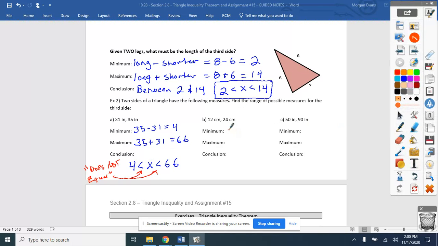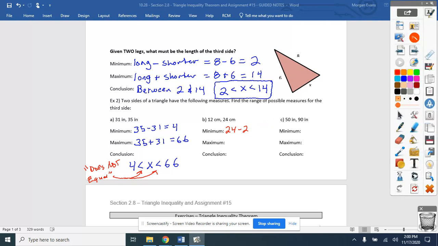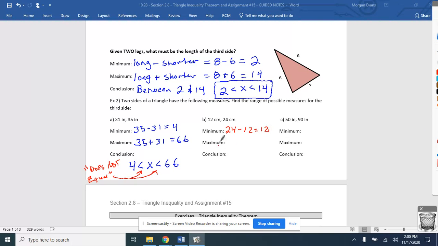So again, we have 24 and 12. We take the difference. 24 minus 12. So our minimum is 12. For the max, we can add them together, thinking that these two would be the shorter sides. That is 36. So in conclusion, we have to be between 12 and 36.